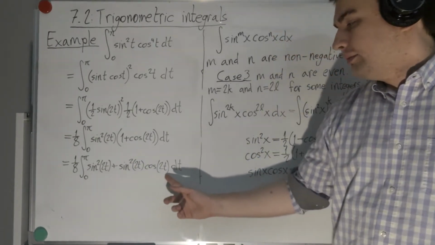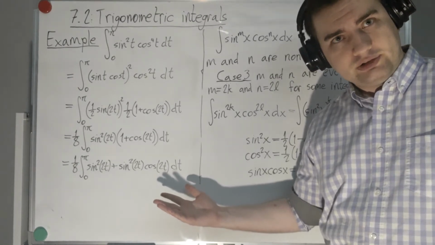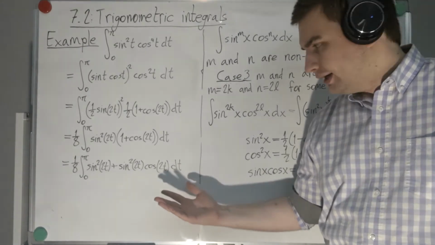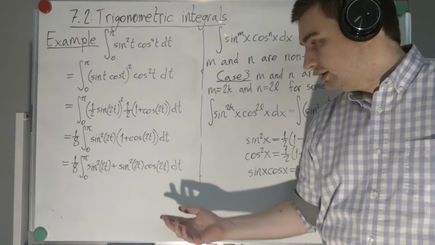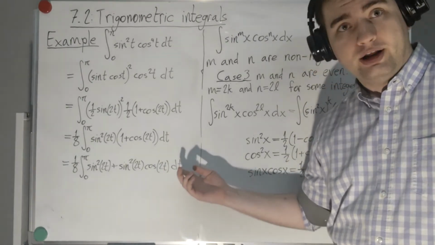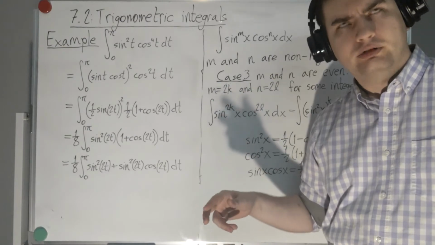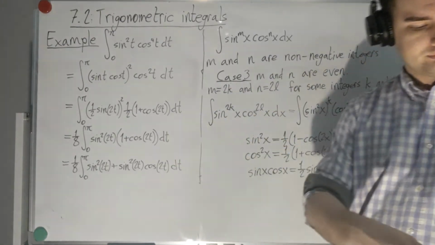This one can be done through u substitution. We just need to say u equals sine 2t. And then du will be 2 cosine 2t dt, which will absorb this part, and then we'll just have 1/2 times the integral of u squared du. Fine.